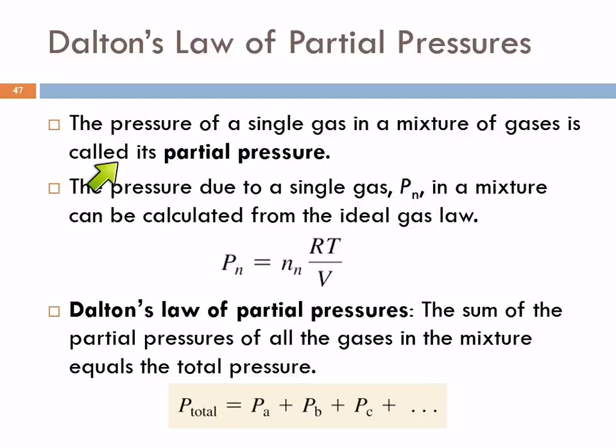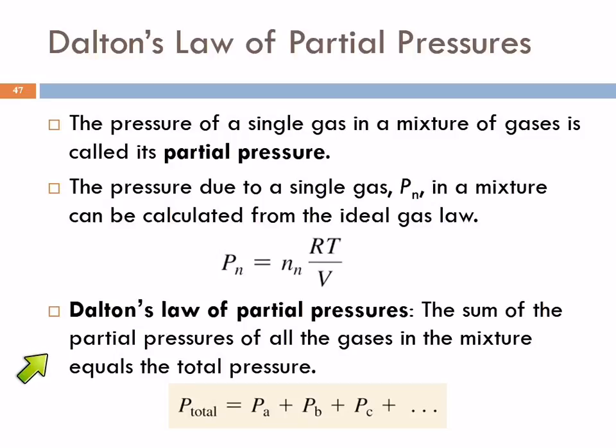So each gas is going to exert its own pressure, and we can calculate what that pressure would be from the ideal gas law. So we've taken the ideal gas law and we've rearranged it, and it's written a little bit funny here for a reason, but the pressure from gas n is equal to the number of moles of that gas times RT over V.